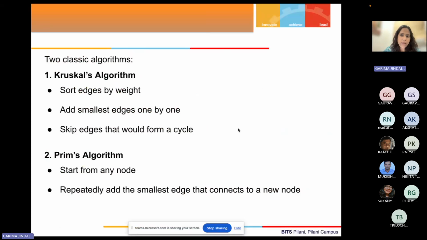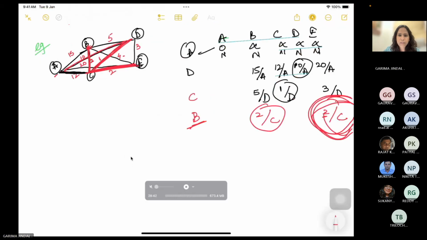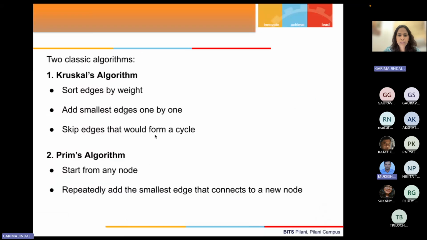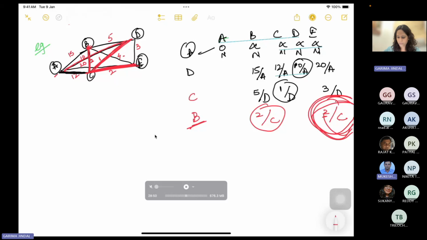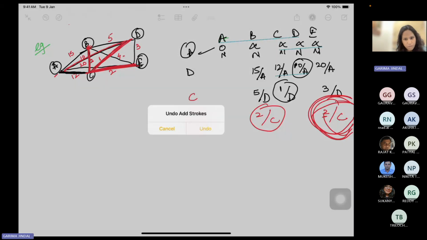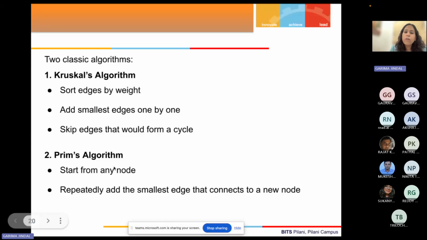Can you identify what all are the differences between Kruskal's algorithm and Prim's algorithm? One is the weight calculation. We are calculating weights from the start of the node. So in Prim's algorithm, we always have a connected spanning tree.